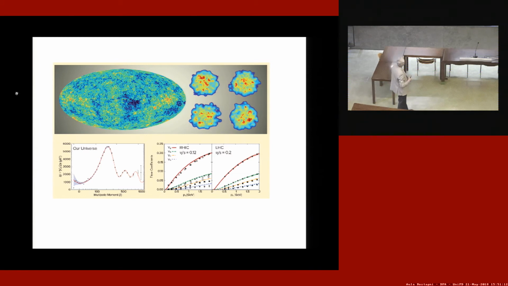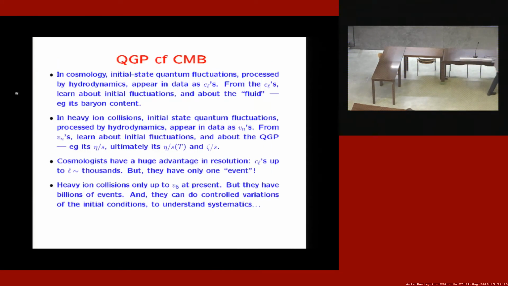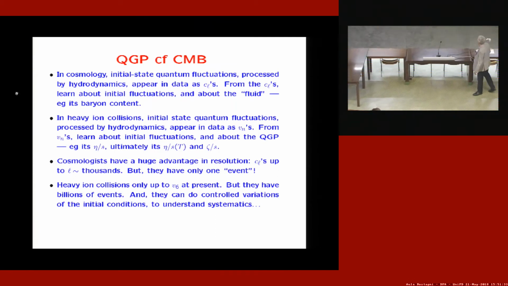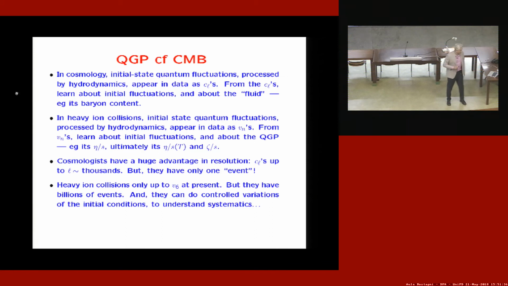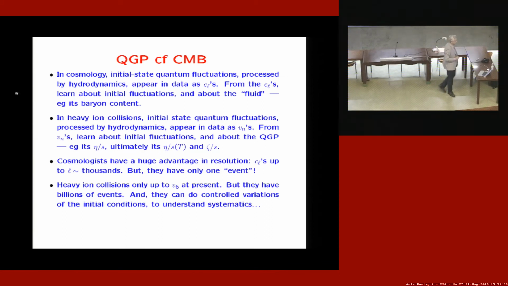But what's plotted here is the second, third, fourth, and fifth Fourier moments for particles with a given momentum, and the hydrodynamic calculations are shown as the lines. You can see they work quite well for a viscosity of 0.12 at RHIC and 0.2 at the LHC.